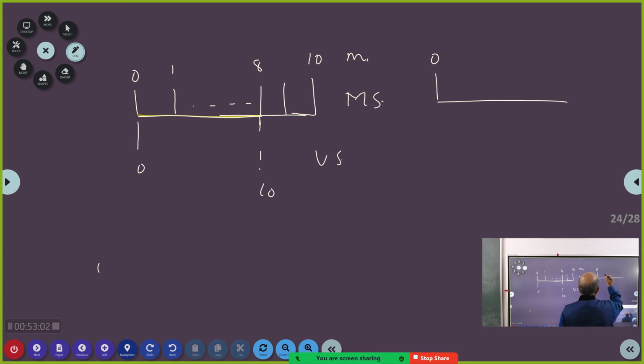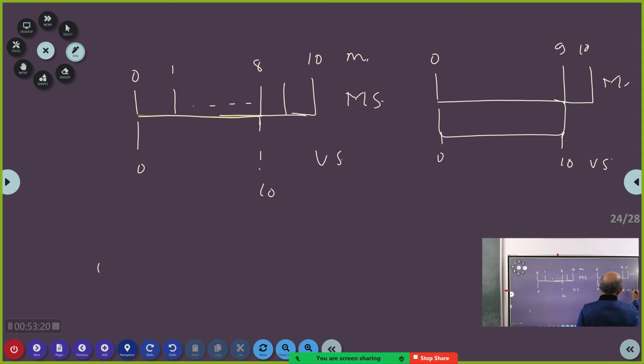There, I showed you 0 and then this was 10 on the main scale and this was 9. And the vernier there had 10 divisions, 0 to 10 on the vernier scale. So there, the first division on the vernier and the first division on the main scale, what was the gap between these two? The gap was 0.1. How did you get 0.1?